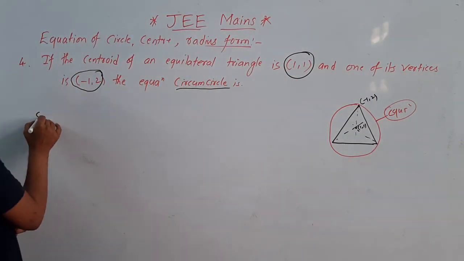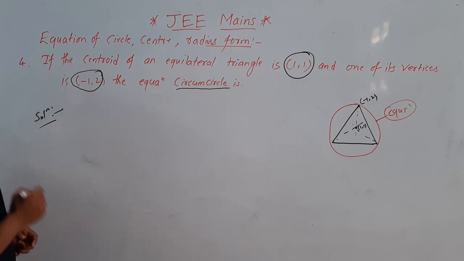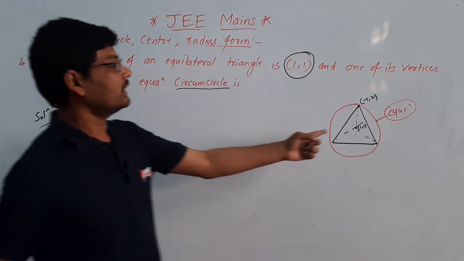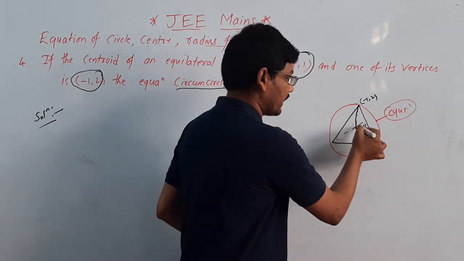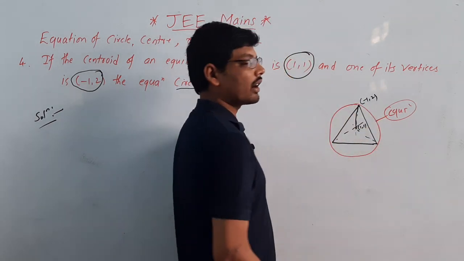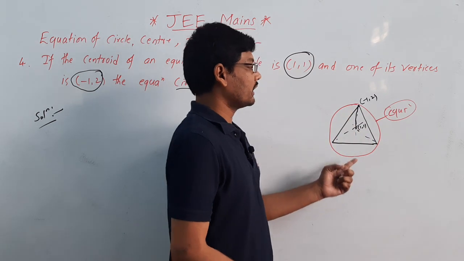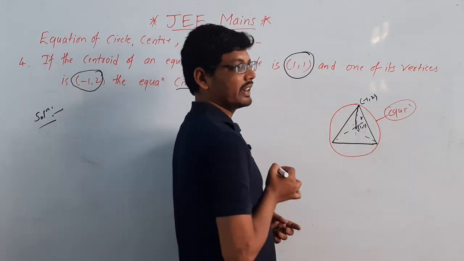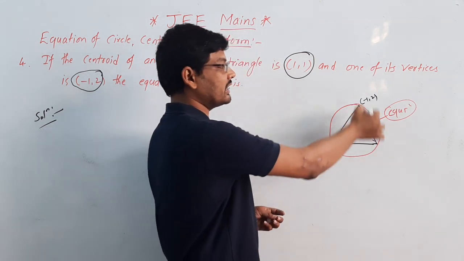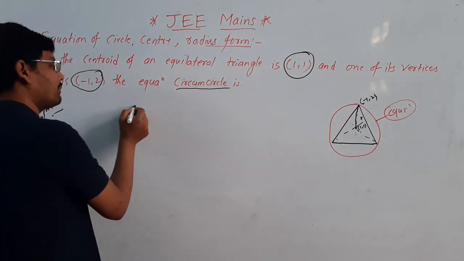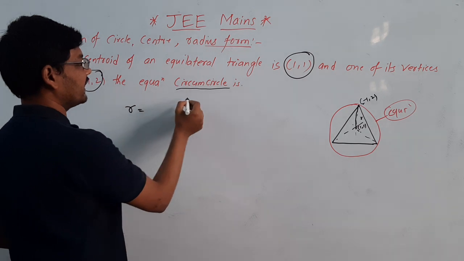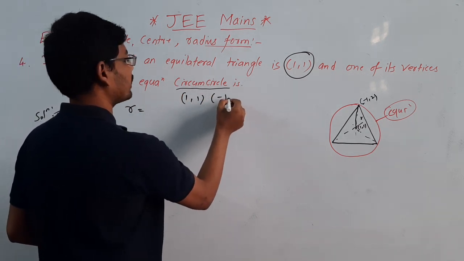The solution for this one: next, he has given the center and one of the vertices. From the center, from the distance only, we are drawing a circle. This is nothing but the radius here. Radius is the distance from center to vertex. First I am finding the radius. So the radius from 1, 1 to minus 1, 2.